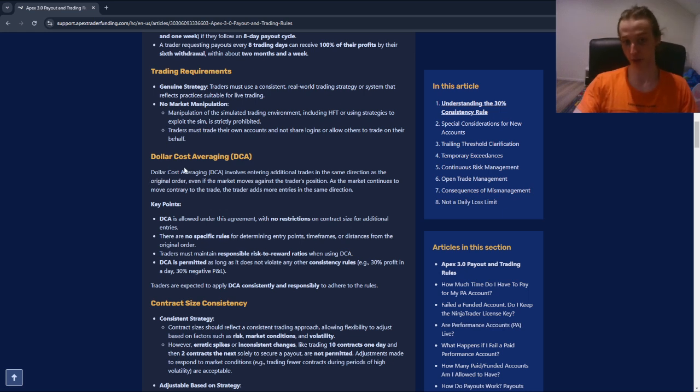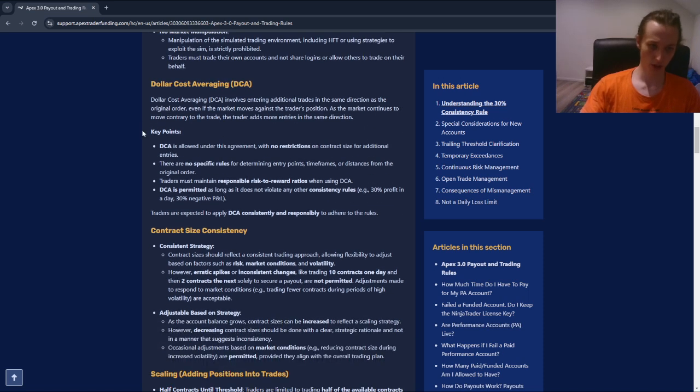The dollar cost averaging. This is interesting. The dollar cost averaging, aka the DCA, involves entering additional trades in the same direction as the original order, even if the market moves against the trader's position. As the market continues to move contrary to the trade, the trader adds more entries in the same direction. Key points. The DCA is allowed under this agreement, with no restriction on contract size for additional entries.